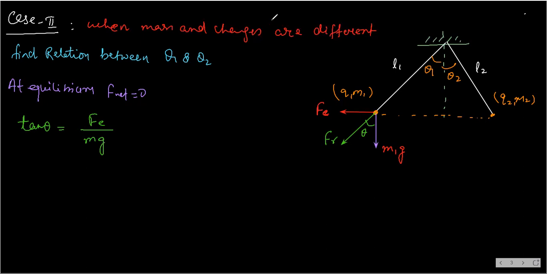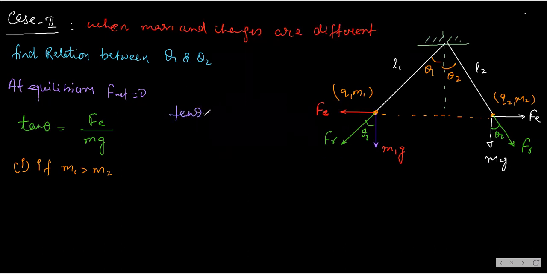Now listen to me carefully. First case: if m1 is more than m2, and here also we'll have electrostatic forces that are equal, not different. We'll have m2g, and the resultant would be here. F resultant, this is theta 1 and this is theta 2. So tan theta 1 should be Fe upon m1g, and tan theta 2 should be electrostatic force upon m2g. F is going to be the same because they are equal and opposite.